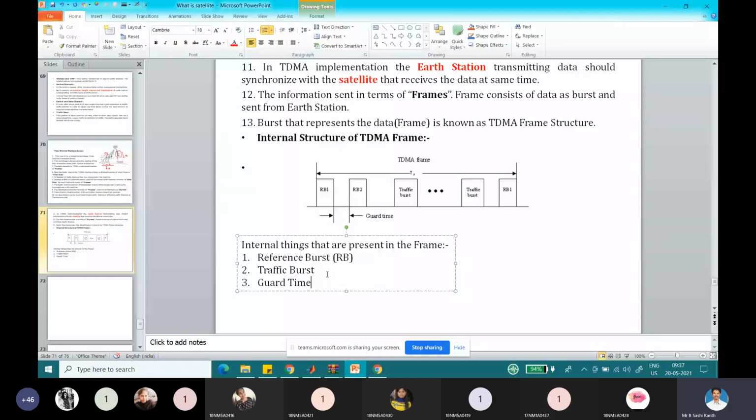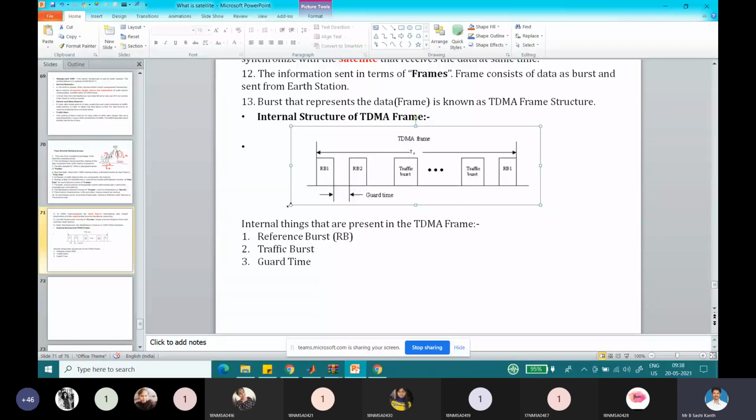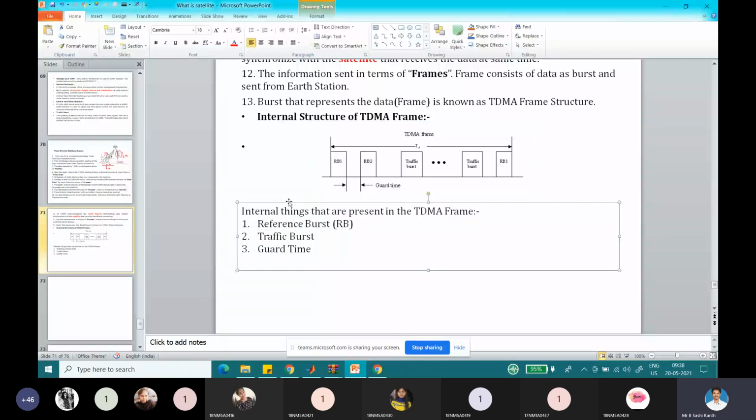So these are the things present in the TDMA frame: reference burst, traffic burst, and guard time. Now we will discuss the reference burst. We have seen the diagram, so that's why we are discussing this one now. In the TDMA frame, we are having a reference burst, so we'll discuss the reference burst now.